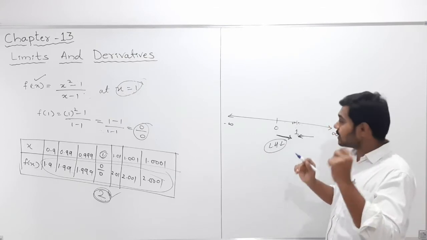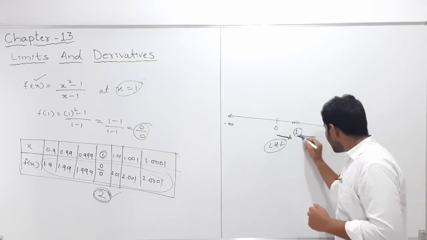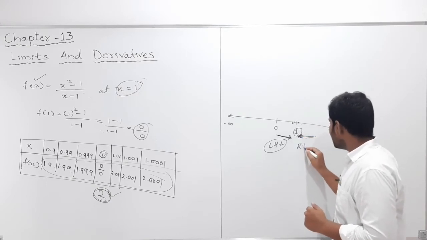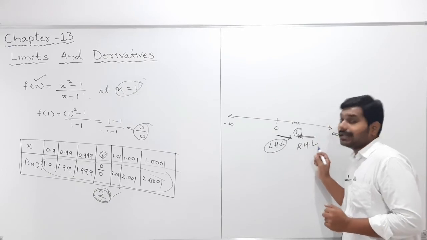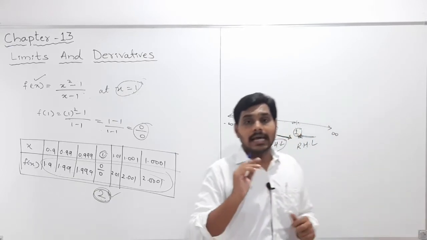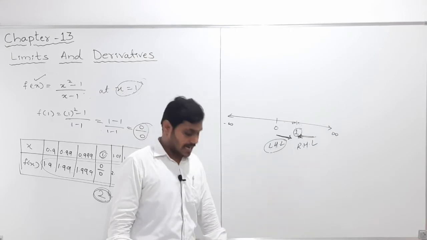If you are giving the values at 1 from the right side, then we can call it RHL, that is nothing but right hand limit. So LHL means left hand limit and RHL means right hand limit.